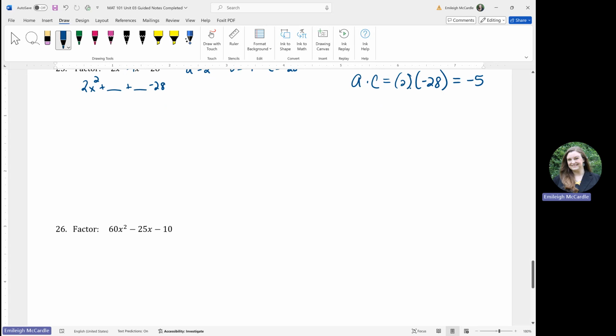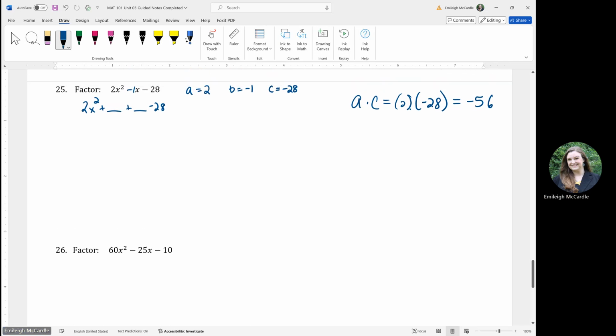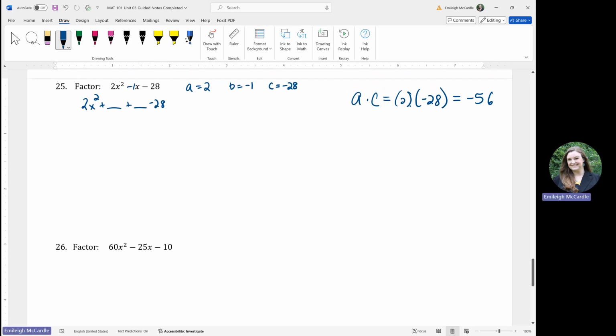Oh, goodness. I think my pen hit the down arrows. My bad, folks. All right, so what is our question on this? It is what multiplies to -56 and adds to B. B in this problem is -1.